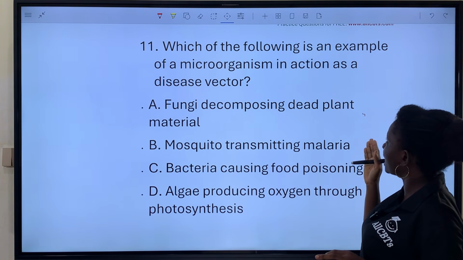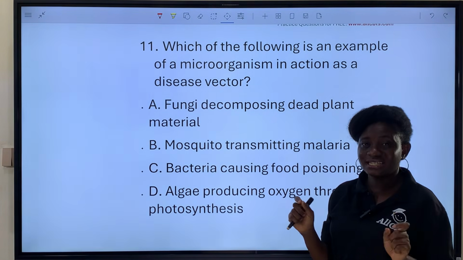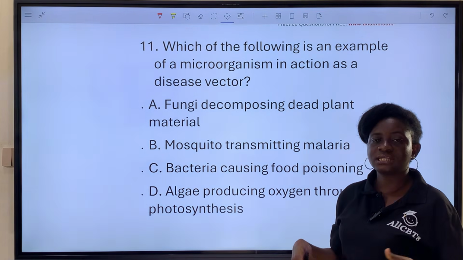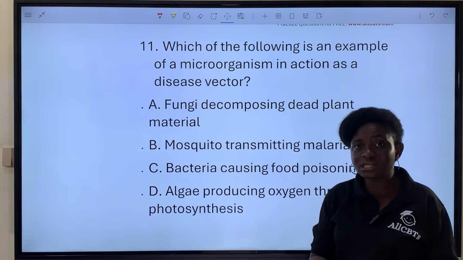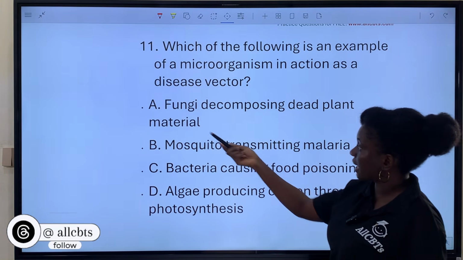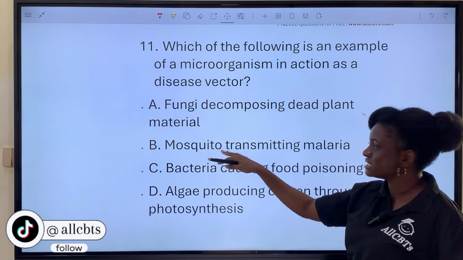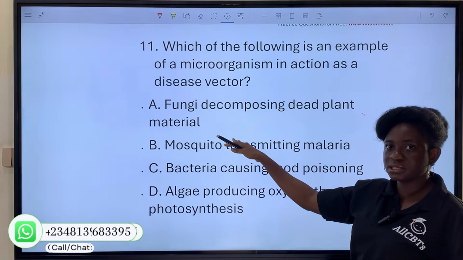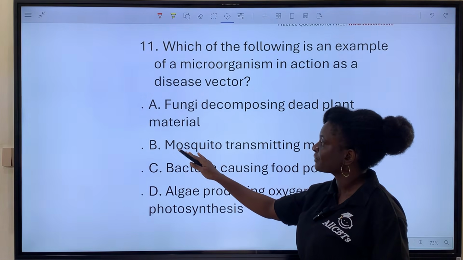So for B, mosquito transmitting malaria. C, bacteria causing food poisoning. D, algae producing oxygen through photosynthesis. So looking at the question again, it's simply asking which of the following is an example of a microorganism in action as a disease vector. That means this organism transmits disease from person to person. So from these options, we can see that mosquito transmitting malaria, option B, is the correct answer.